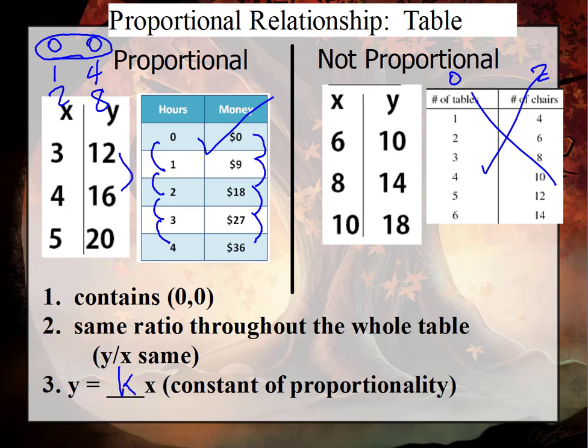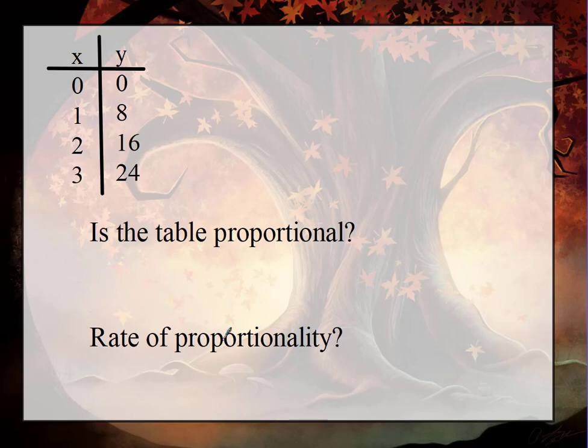Okay, so let's look at one or two of these real fast, and then we'll be finished. If I give you this table and I ask you, is it proportional? We look at two things. First thing, does it have the origin? And it does. The second thing we look for is, does it have a consistent pattern? 8, 8, 8, 1, 1, 1. It does. So yes, it is proportional.